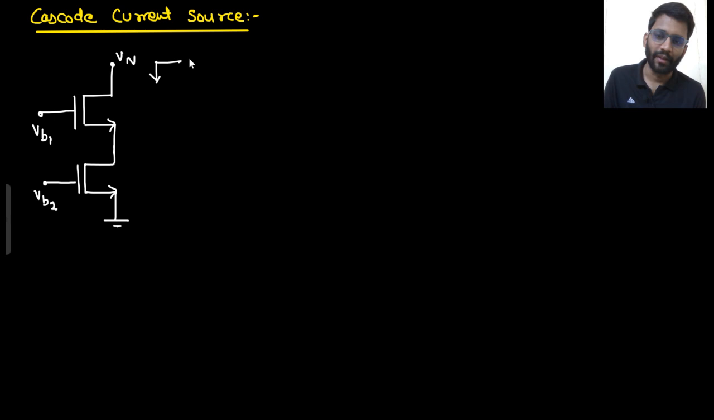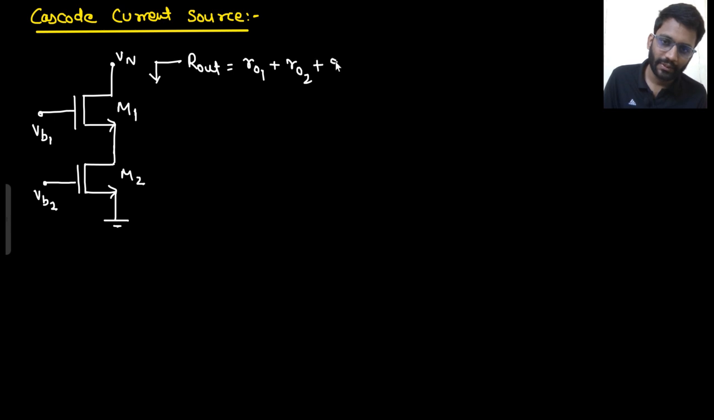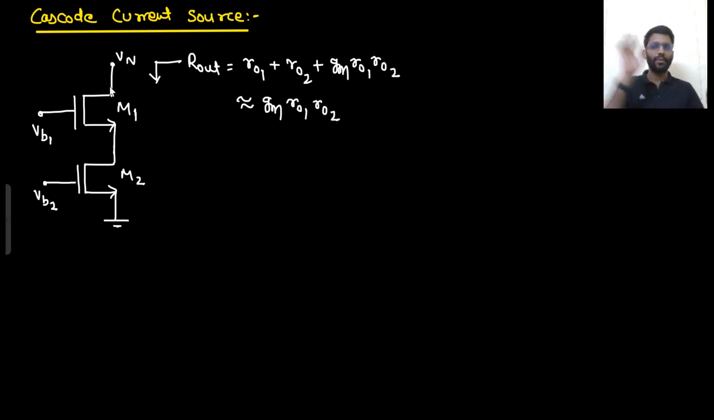So what will be the impedance looking from here? Rout. That would be gm r0. Let's call this one M1, this one M2. So the impedance would be r01 plus r02 plus gm r01 r02. That's why I told you to remember this formula, because here you are directly writing the impedance, which is nearly equal to gm r01 r02. And this is known as cascode current source. This is not cascode amplifier. This is cascode current source. From Vn to ground, you have made a current source. That is cascode current source.